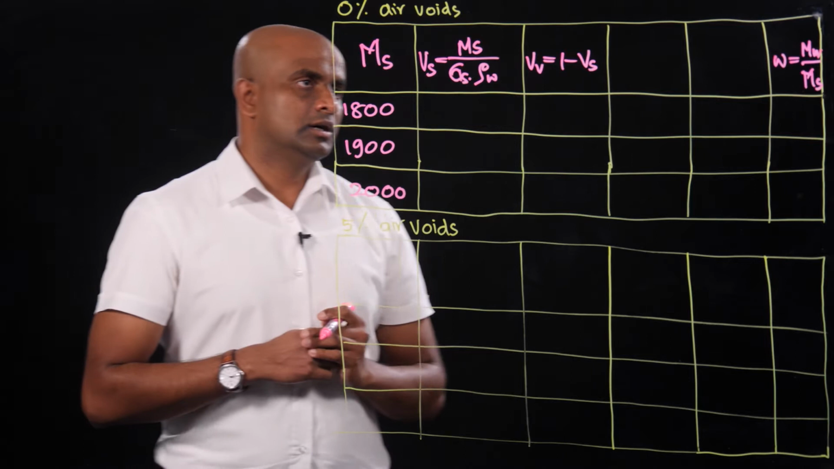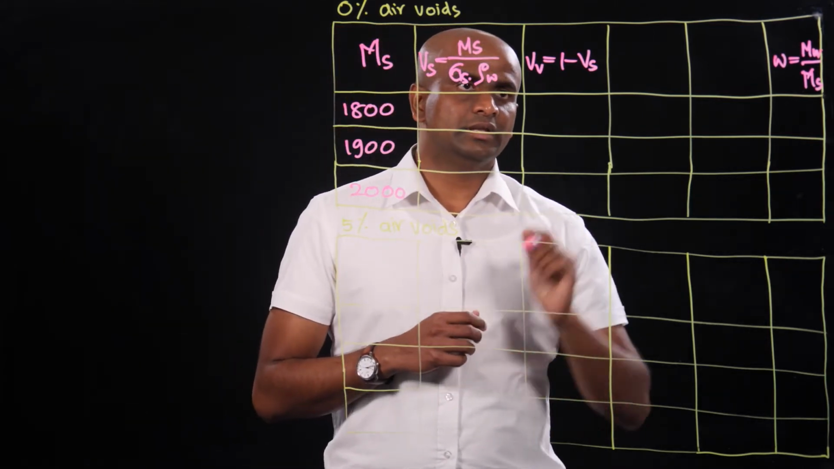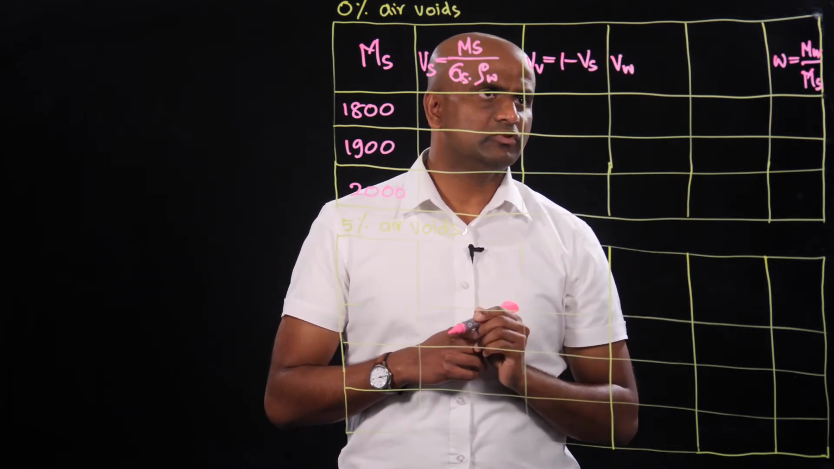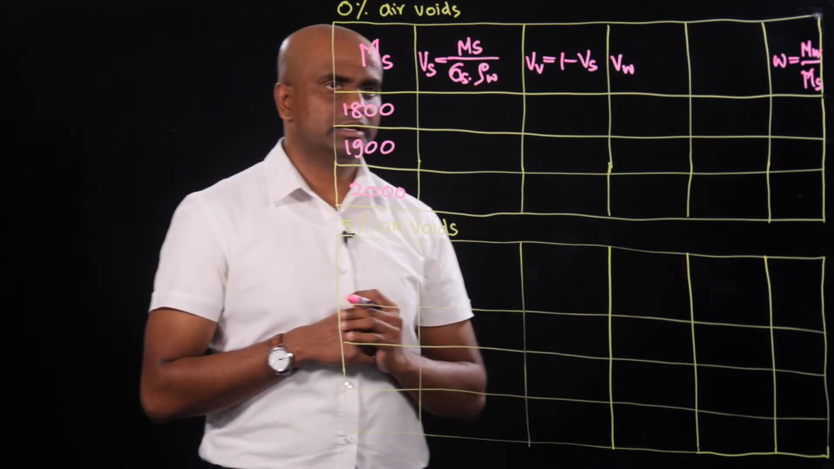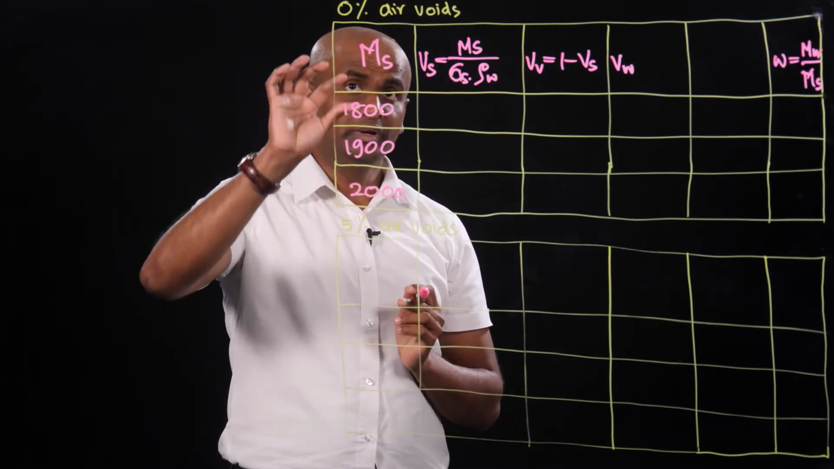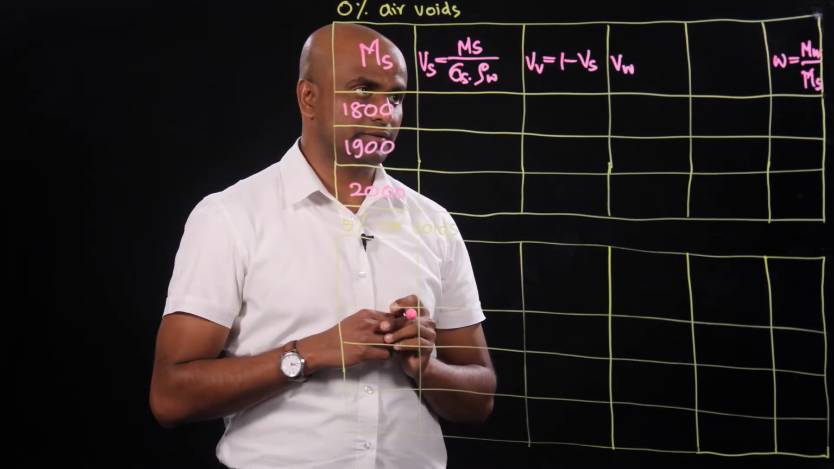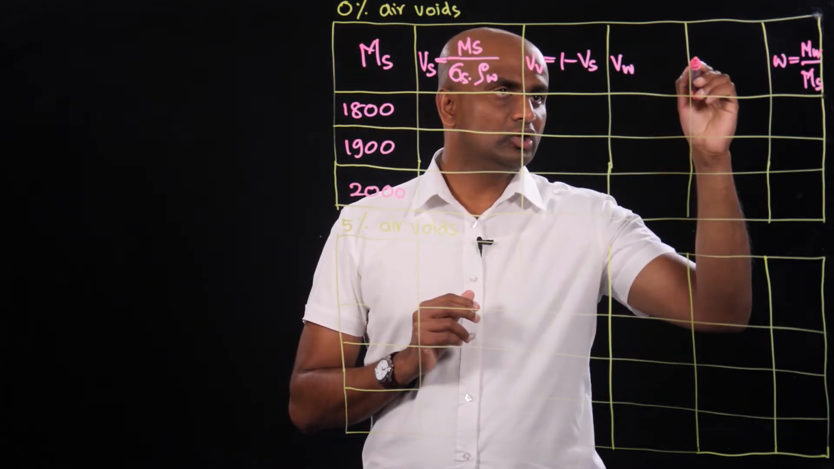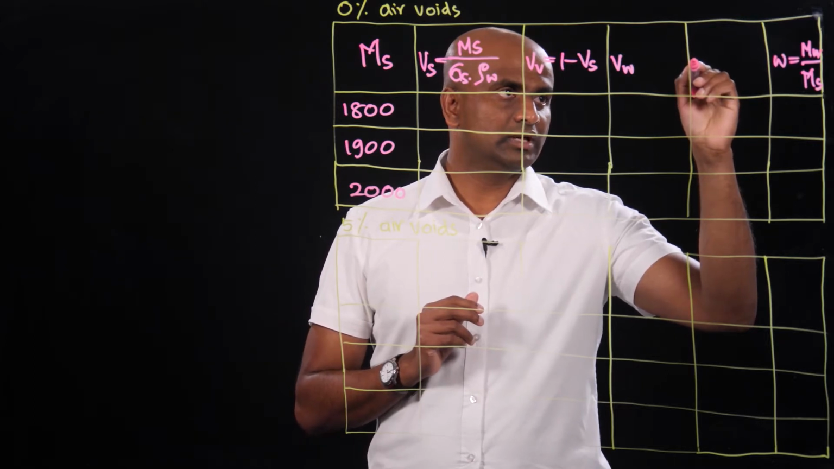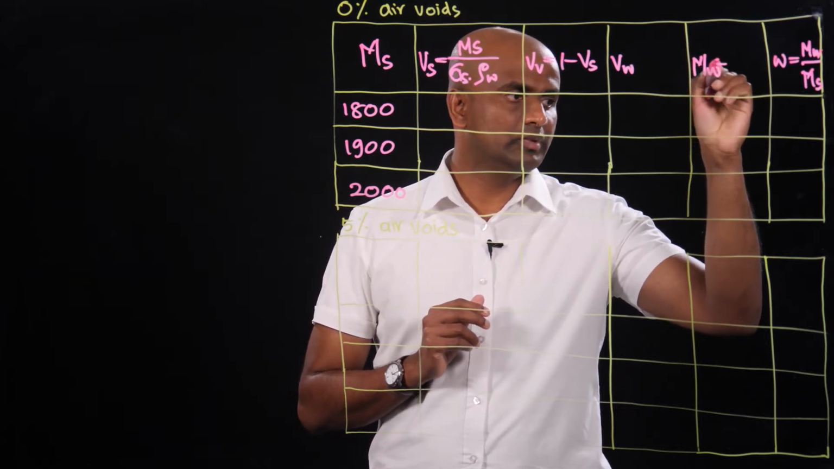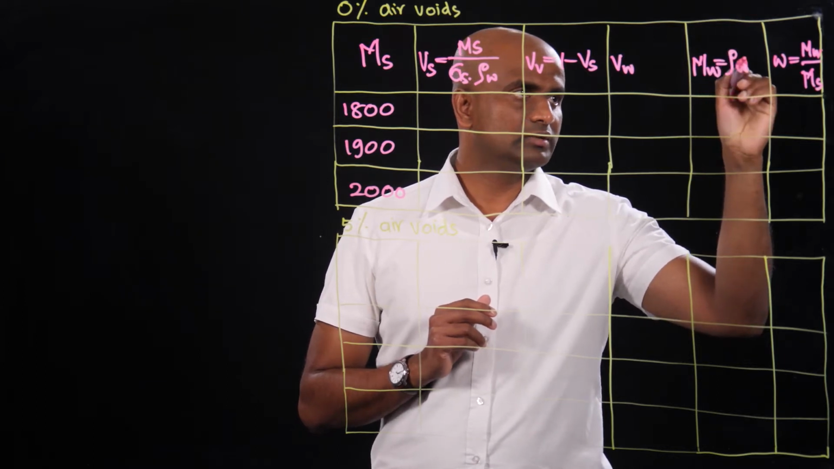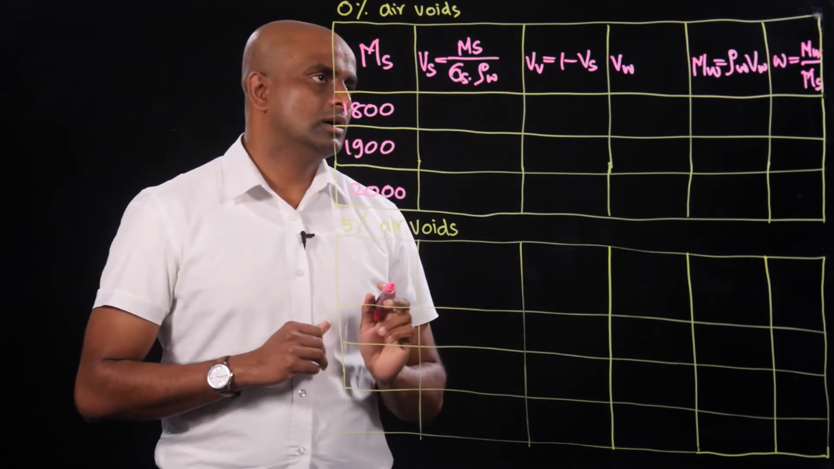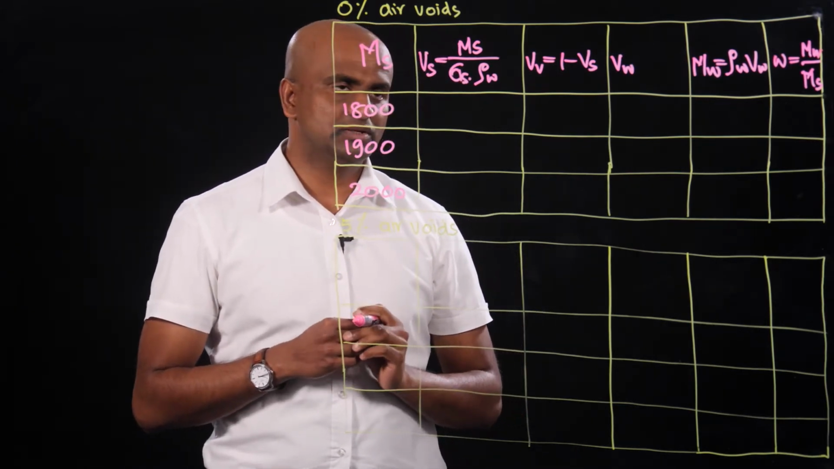Now you can determine the volume of water. The volume of water can be calculated depending on how much air percentage you are considering. Once you know the volume of water, we can calculate the mass of water, which will be density of water times volume of water. So now we can calculate these values one by one.